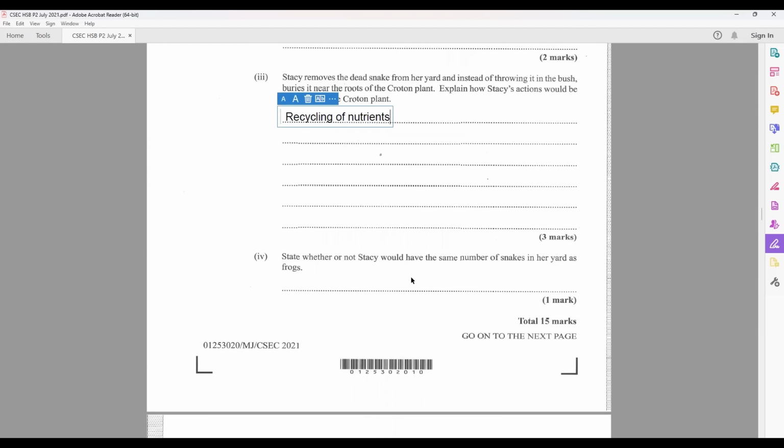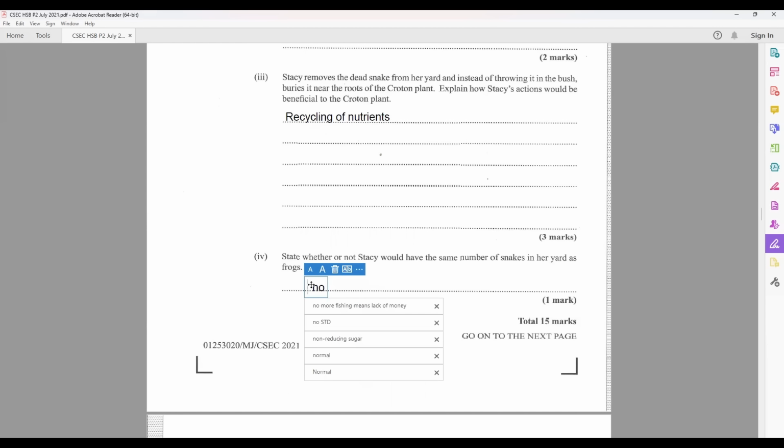State whether or not Stacy would have the same number of snakes in her yard as frogs. They tell you what to state. State whether or not, so this is a yes or no question. Does she have the same number of snakes in her yard as frogs? And the answer is a loud no.